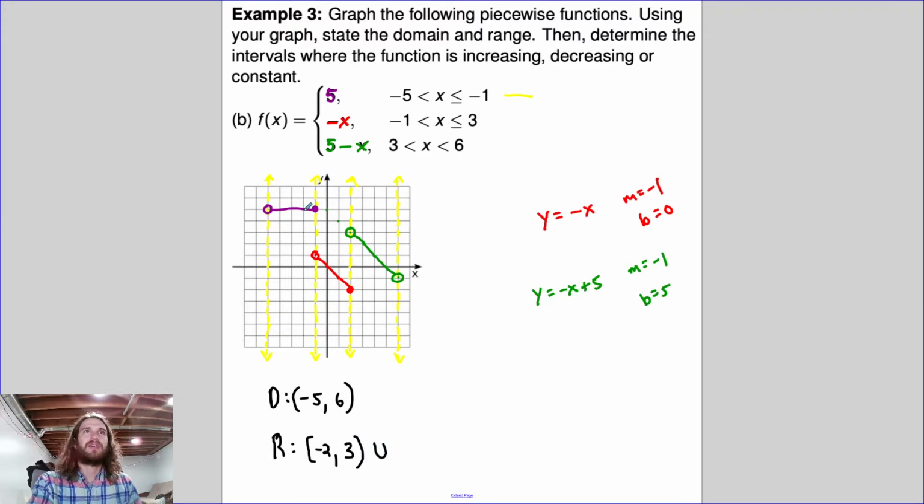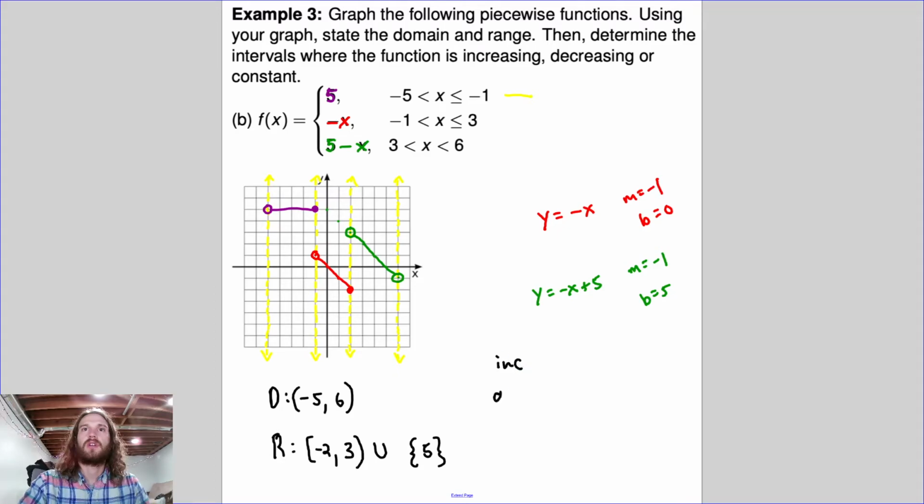And since this is a single value, it doesn't really make sense to write it as an interval. So I would just write it as the set containing 5. So use the squiggly brackets. Just one single number, just like if you were to have a set of things, that's just fine. Okay, there's our domain and range.